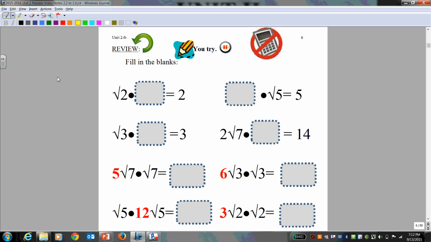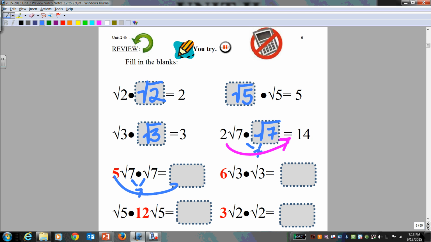Welcome back. The pattern we're fishing for here is any radical times itself is just a number on the outside. So root 2 times root 2 is 2. Root 5 times root 5 is 5. This is root 3, of course. Here, I want to get to 14, so I need another root 7, because root 7 times root 7 is 7, and then 2 times 7 gives us the 14. This one, root 7 times root 7 is 7. 5 times 7 is 35.